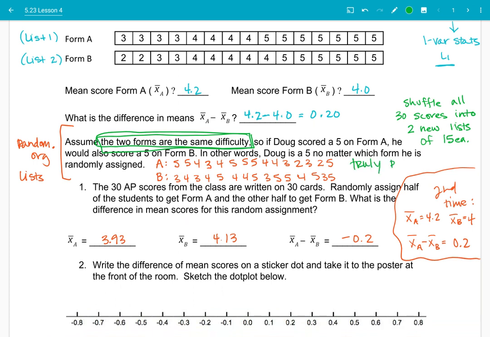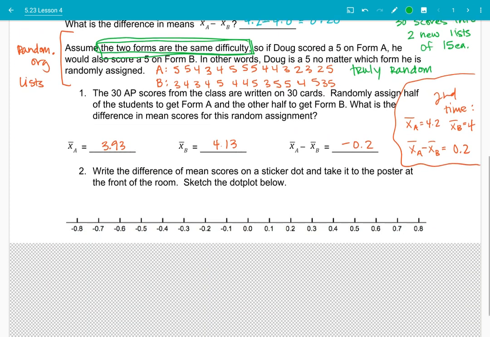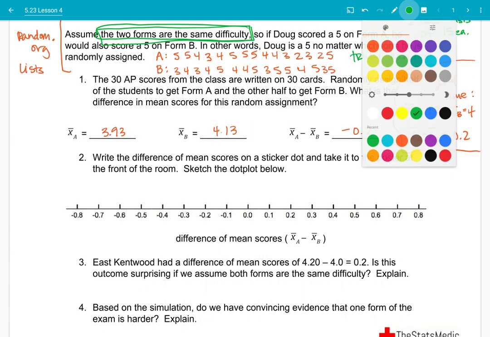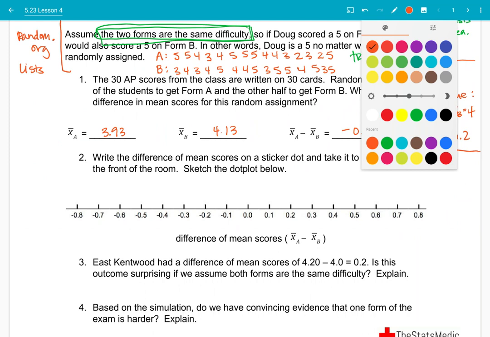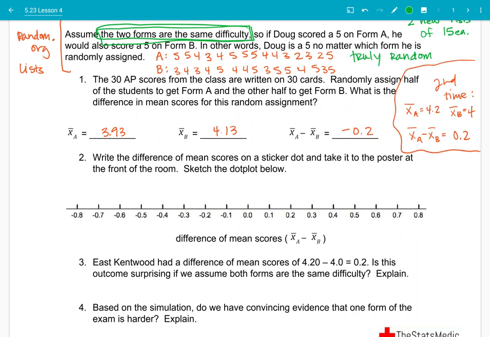So I'm going to write down here that this is truly random. So there's no difference in the 2 forms of their difficulties. If that's the case, then what I found was that my mean of that first data set was 3.93 for form A, 4.13 for form B, and it gave me a difference of negative 0.2. So, okay, that's fine. If I wanted to do this over and over again, I could use this little graph below to start collecting data on when there truly isn't a difference between the two forms.